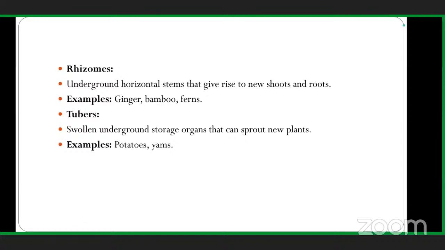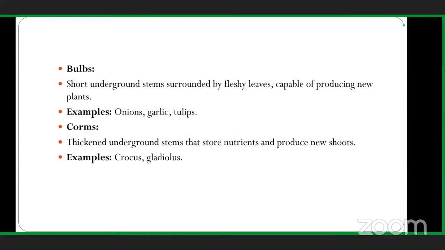Next is tubers. These are underground storage organs that can sprout new plants. This is also an underground part, like potatoes and yams. Yams means the colocasia plant, which in some parts is also known as kochu. Next is bulbs. Short underground stems surrounded by fleshy leaves, capable of producing new plants, like onion and garlic. These are examples of bulbs. Next is corms. Thickened underground stems that store nutrients and produce new shoots, like crocus.